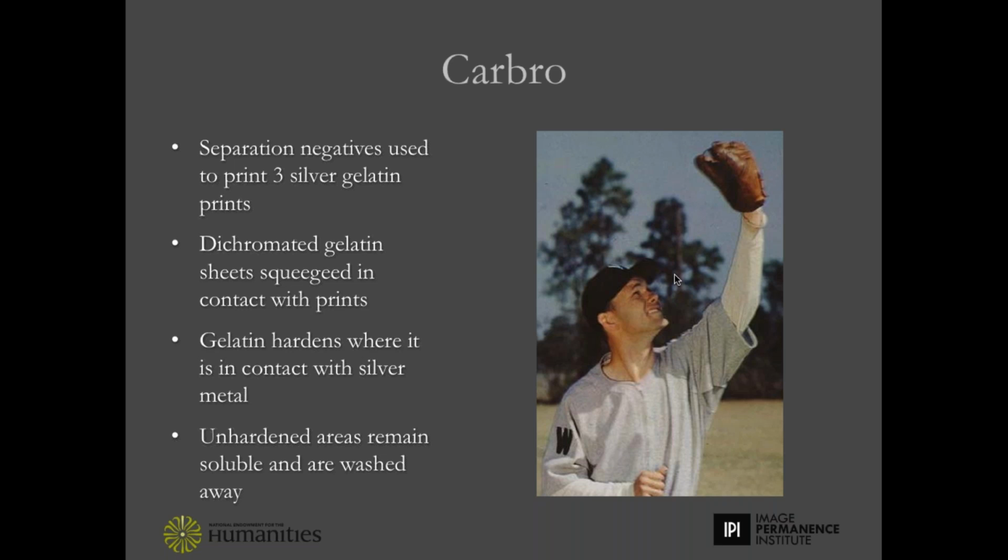The gelatin in the tissues hardens where silver is present, and the unhardened areas that correspond to the highlights remain soluble and are washed away. The 3 pigmented gelatin tissues are then layered on top of one another, producing a full color image, just like we saw in the previous slide.